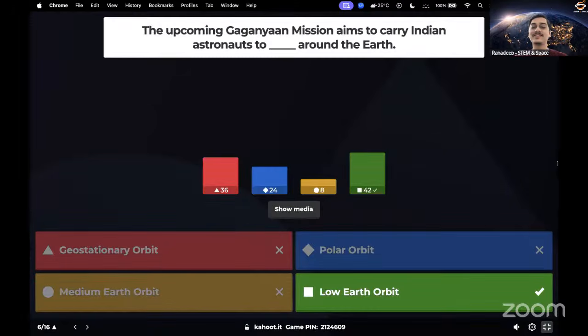And the correct answer is low Earth orbit, which is located at about 400 kilometers from the mean sea level, that is from the Earth's surface. So low Earth orbit is the orbit on which the Gaganyaan mission will carry our Indian astronauts. They will have a nice round about the Earth and they will come back and they will gain a lot of different information and data based on which we can conduct our future Gaganyaan missions. So that's what is going to happen.